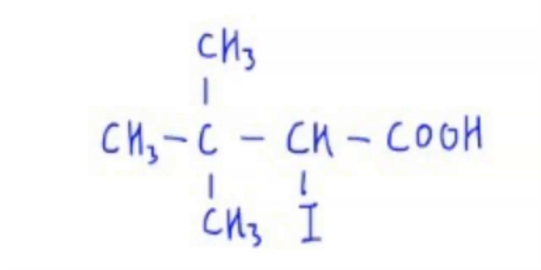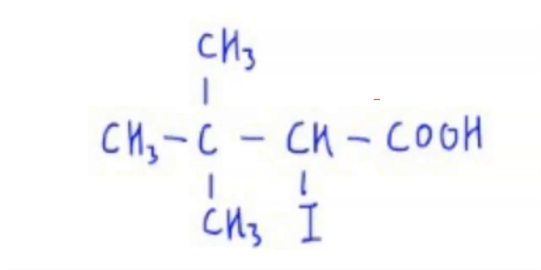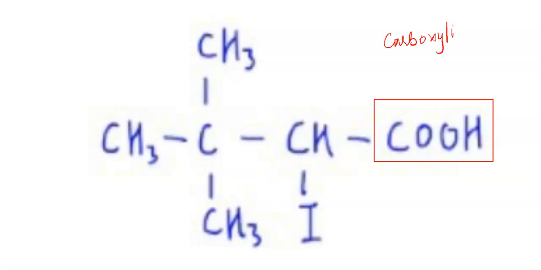How to name this structure? For naming, first of all, you just need to identify what your functional group is. In this case, the functional group given here is carboxylic acid. So you identify that this is carboxylic acid.